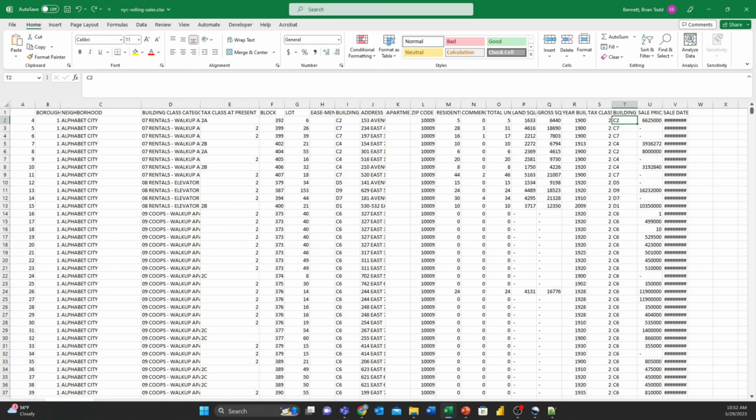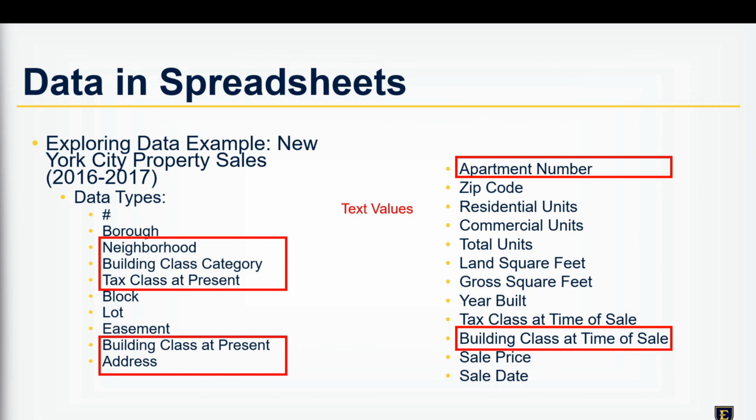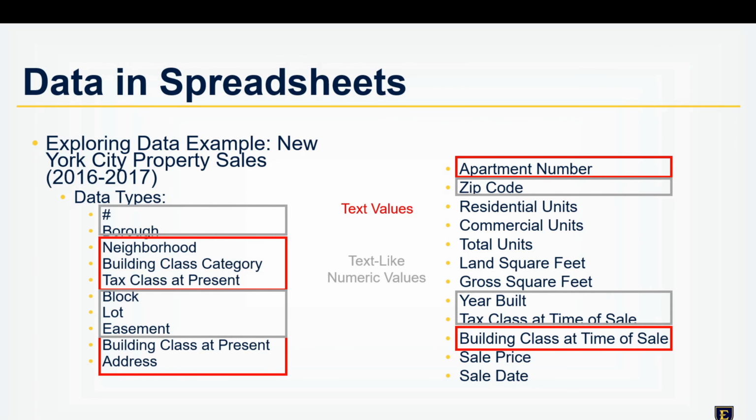Now, another type of value that we can think of would be text-like numeric values. So these are values that are not used in calculations, but they are numeric nonetheless. So the examples there would be the ID number that we have, the borough number. So you wouldn't do calculations on borough. You wouldn't add up the borough numbers. You wouldn't add up the ID numbers. But they are still numeric values. The same is true for block, lot, easement, zip code, year built, tax code at time of sale, and so forth.